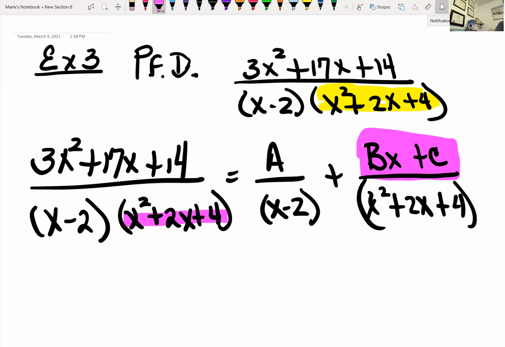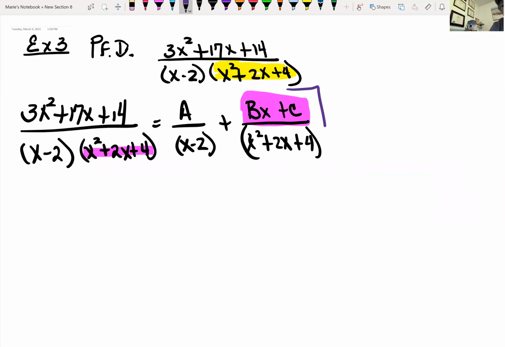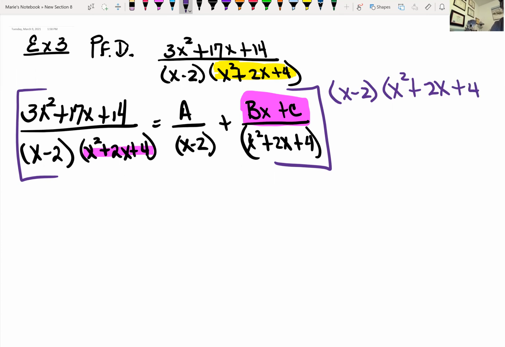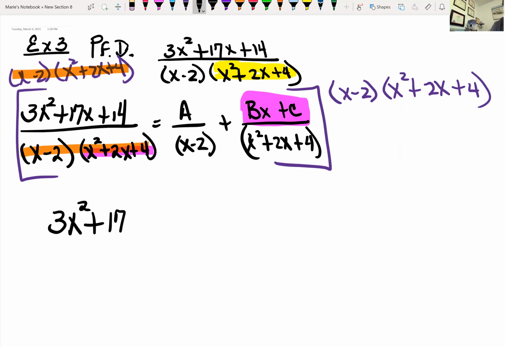Okay? After that, we're in essence doing the same steps that we did in the first two. So we're going to multiply by the LCM. So we're going to multiply both sides, in this case, x minus 2 times x squared plus 2x plus 4 on both sides. So if I repeat this over here, it just simply cancels, but I'll write it just to remind you. So just remember that this piece cancels with all of this down here. And that's why on the left-hand side, you're left with just the numerator, 3x squared plus 17x plus 14.